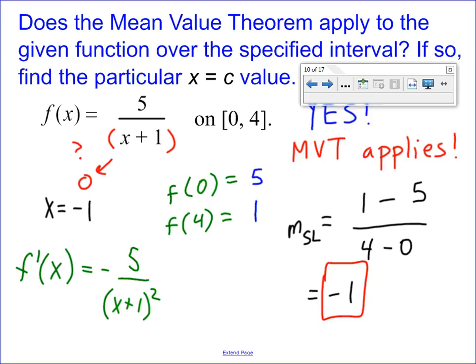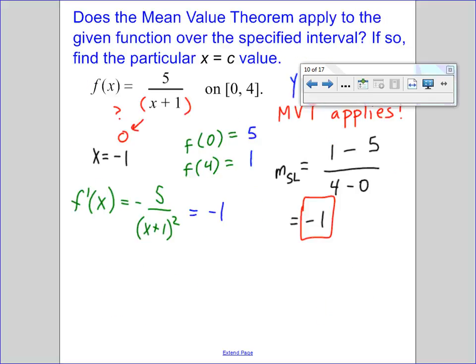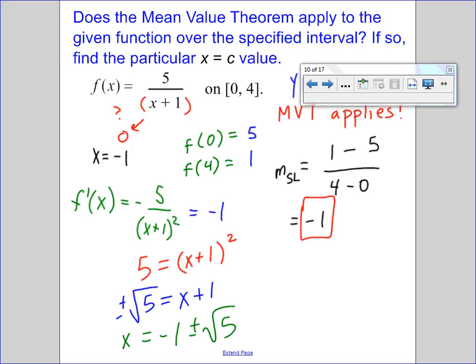All right, so let's go ahead and see when my function f prime equals -1. Let's set them equal to each other and see when this happens. So how do I want to solve this? I'll multiply by that x plus 1 quantity squared. Divide by the negatives. Does that ever happen? Well, I'll go ahead and take the positive and negative square root to get my x plus 1 quantity alone. And I'll finish it out by subtracting my 1 over, and I get -1 plus or minus √5.